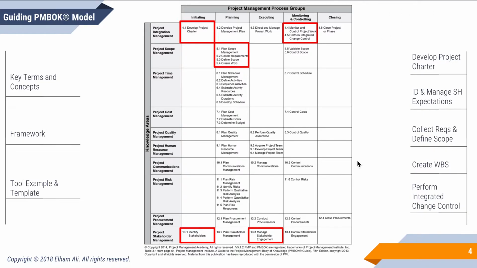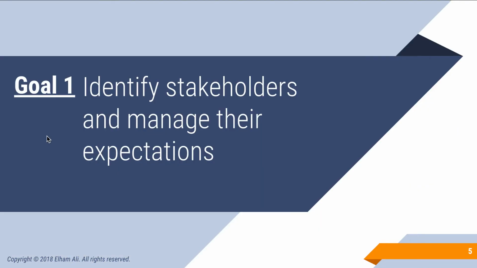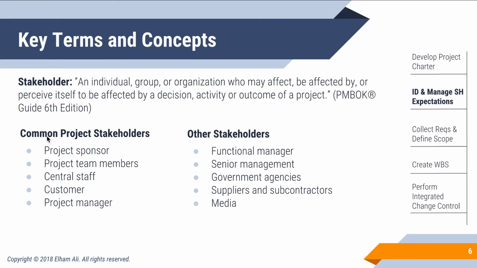So you'll see here on the right basically the buckets that I'll be addressing in order, and they'll be highlighted. And then on the left is the structure for each process group in terms of me defining their key terms and concepts. And then the second is what is the framework behind them. And then the last is I'll give you examples of tools and templates that I've used at my work that I found pretty helpful. So our first goal is to identify stakeholders and manage their expectation.